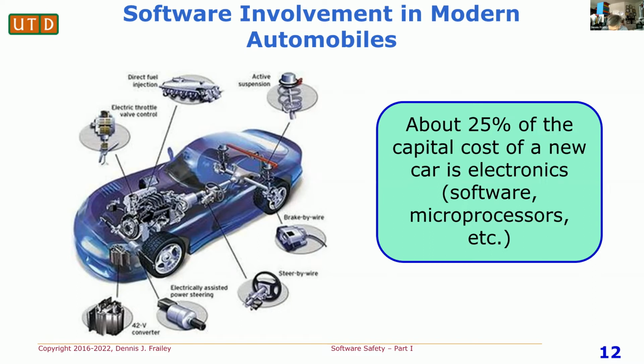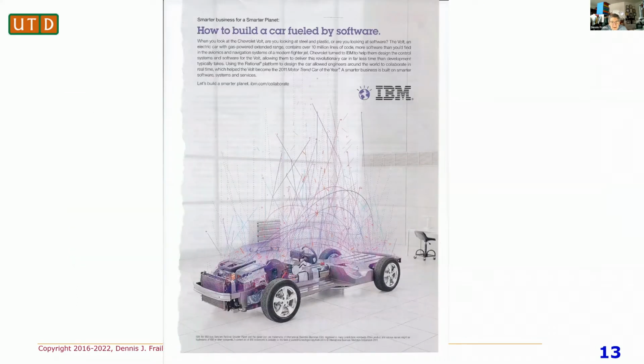All kinds of different parts of a car have to have software in modern cars. Here's an ad from IBM that I tore out of a magazine. You can't read it very well, but the whole point of the ad is how much computer stuff is going on inside of a car. And of course, IBM is advertising about their software capabilities.